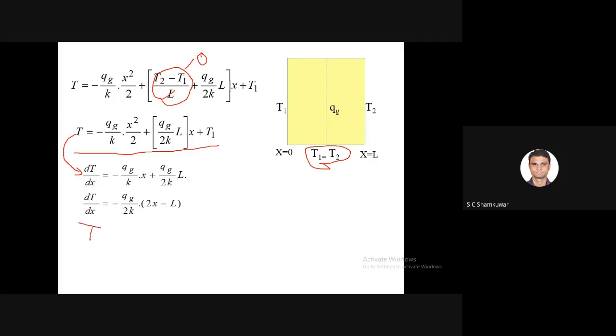So we need to calculate T max. What will be the maximum temperature? Because there is heat generation here, somewhere the temperature will be higher than T1 and T2. At T1 and T2, there are the inside and outside temperatures.